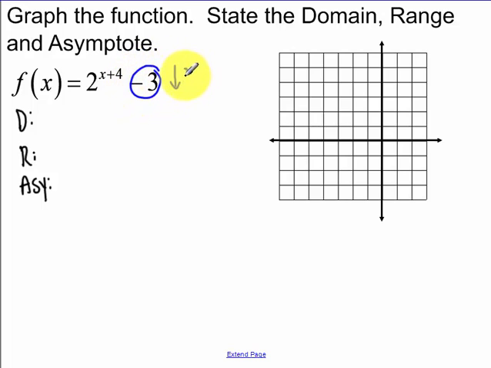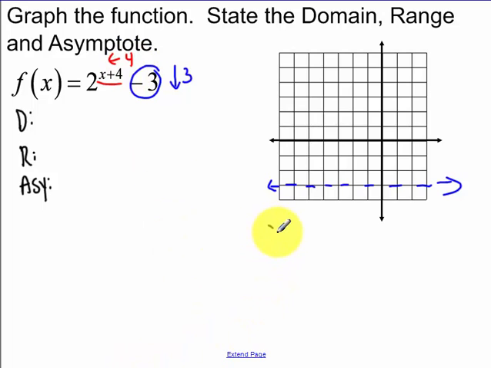-3 means I move everything down 3. So this x-axis that was my asymptote, I move down 3 units. And I draw that in right away so that I know that that's like a floor I can never cross. And then +4 means I move everything left 4 units.